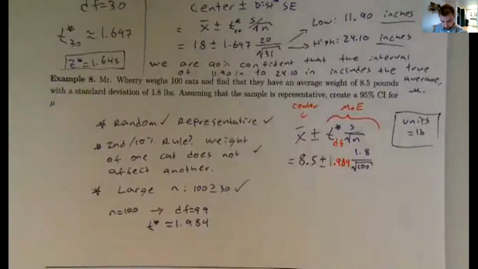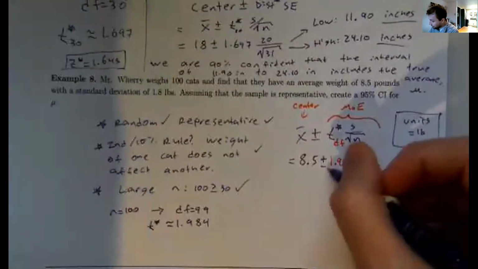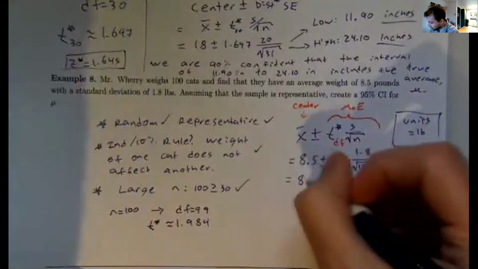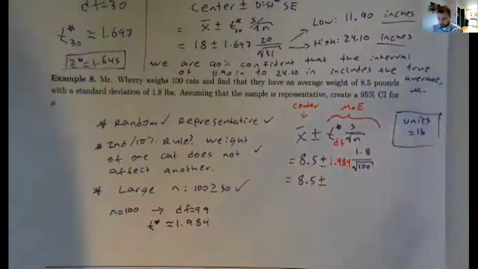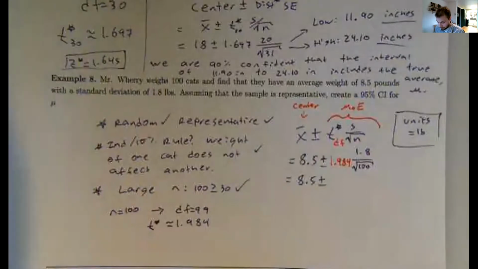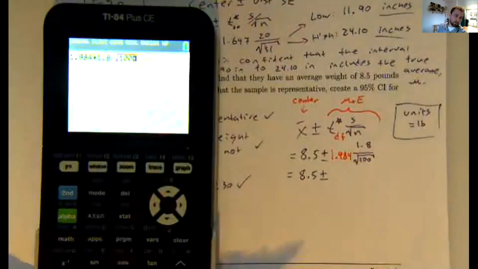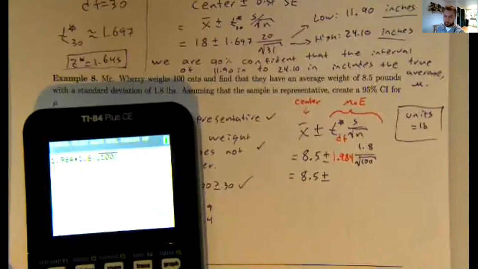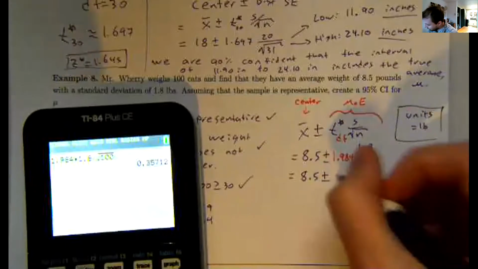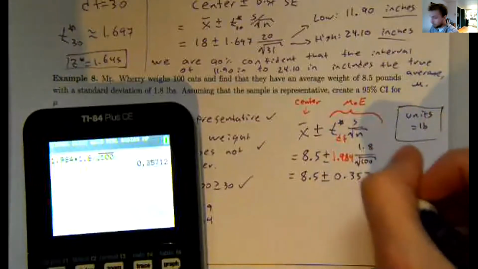I'm going to do this once with the plus and once with the minus. I'm going to type in everything after the plus or minus this time to make my life a little bit easier. So I'm typing in that 1.984 times 1.8 divided by square root of 100. I'll show you what I'm doing, but I'm not doing anything special. And it might not even show up that well. But when I typed this into my calculator, the amount that I was adding and subtracting was 0.357.